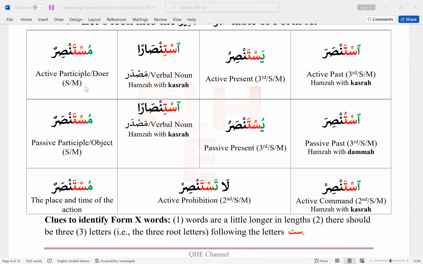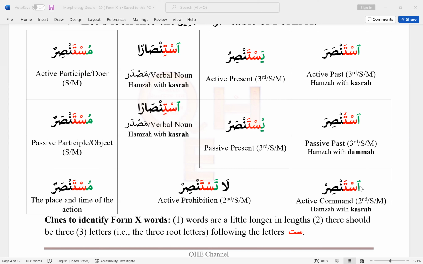Then active participle or doer or ismul fa'il, mustansirun for singular male. Then passive past for third person singular male, ustunsiro. In this case, the Hamzatul Wasl will carry a dhamma. Then passive present tense, third person singular male, yustansoru. Then masdar, same conjugation. Then passive participle or object or ismul maf'ul, mustansorun.